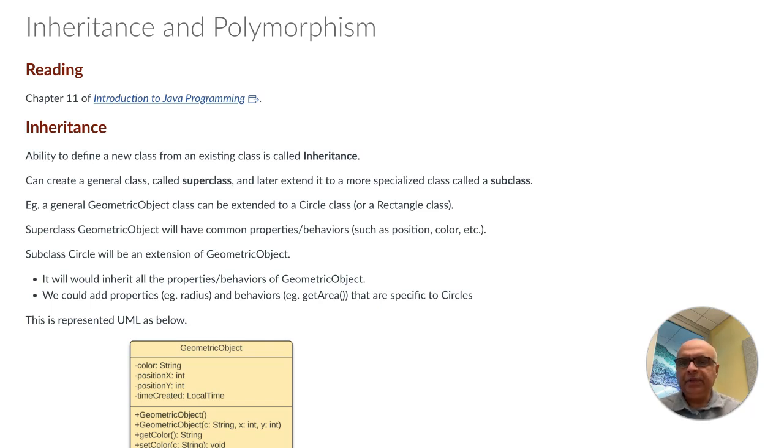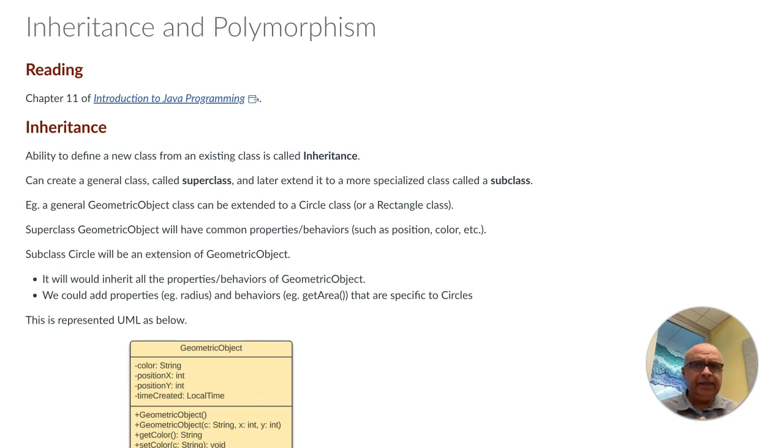So what's an example? You might define a general geometric object class that can be extended to be a circle, or can be extended to be a rectangle. So the superclass will be geometric object. It'll have common properties such as color and position and such. And the subclass would be circle, which would extend geometric object.